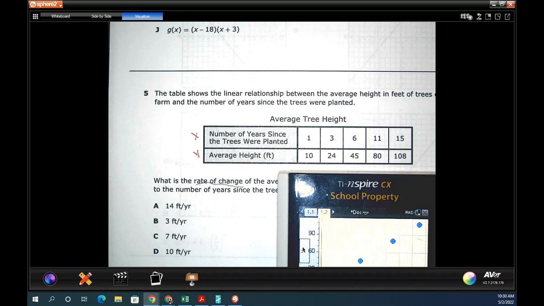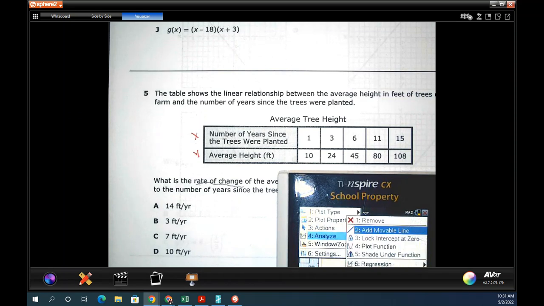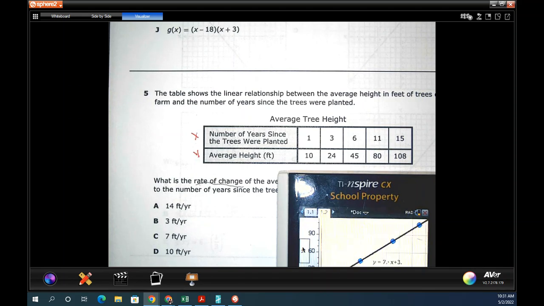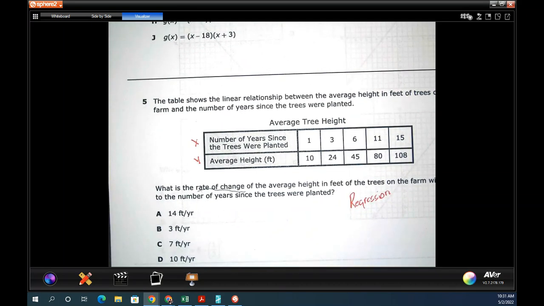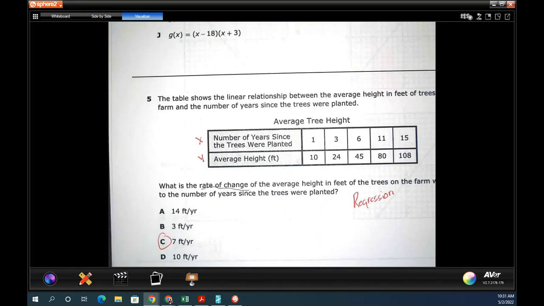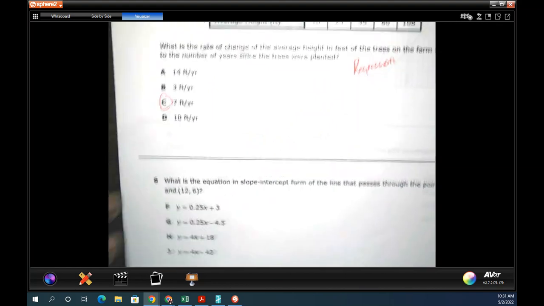Okay, now it's just menu, analyze, regression, show linear, the first one. What's the slope? 7. 7, there it is right there. You won't miss the problem if you do it like that. That's 5 easy ones we've been through. Now, watch this.